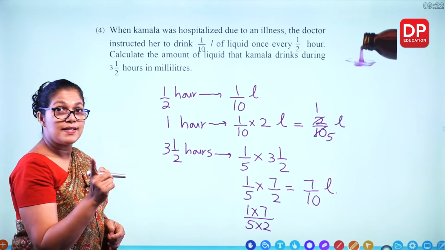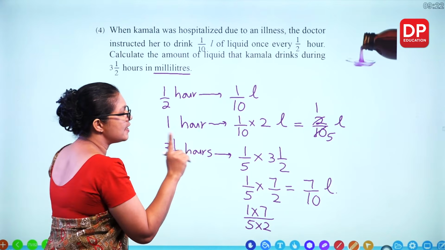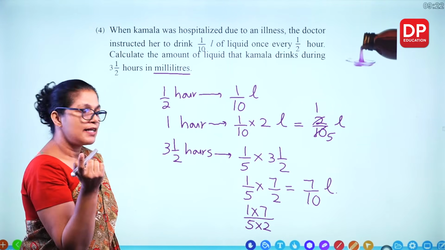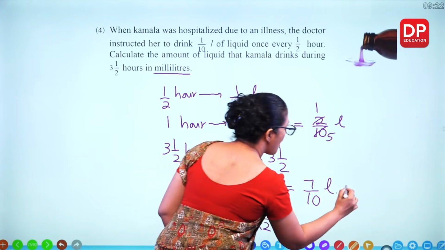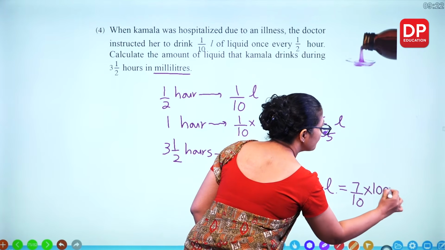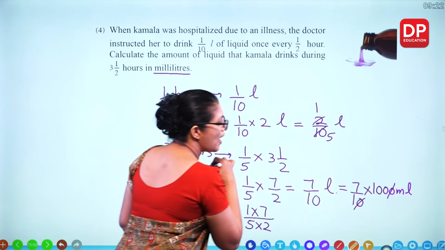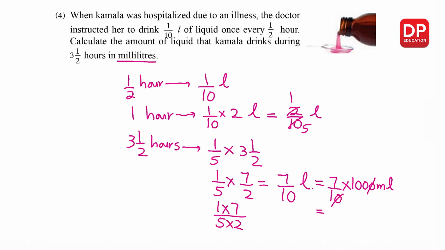Now this is in milliliters. So how do you convert liters to milliliters? Multiply by 1000. That means divide by 10, you get 700 milliliters.